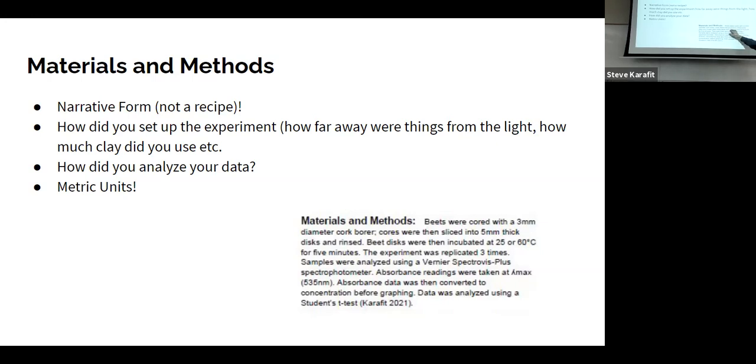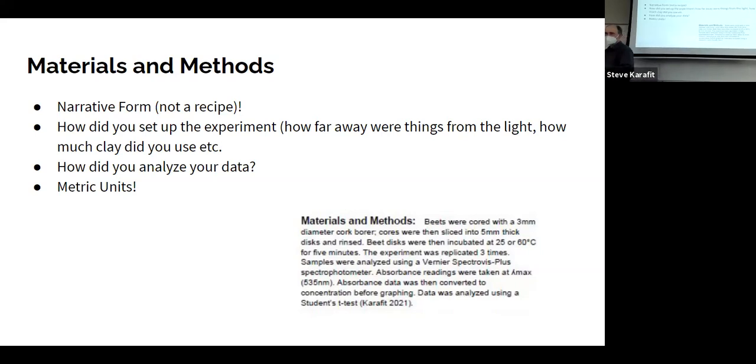Beets were cored with a 3 millimeter cork borer. Cores were then sliced 5 millimeters thick, and discs were rinsed. Beet discs were then incubated at 25 to 60 degrees, and so on. That is where you explain it well enough that the reader could replicate it, and hopefully you even tell them how you analyzed the data as well.